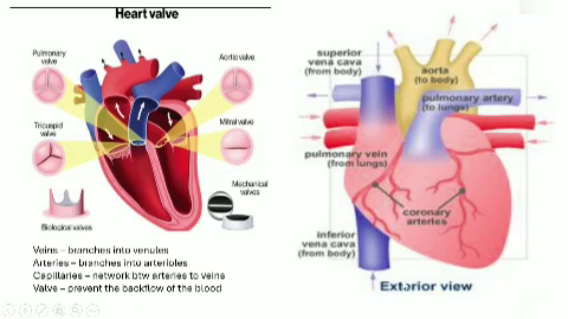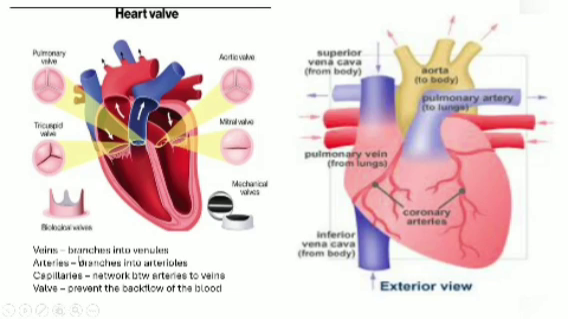Next, see here, the exterior view. This is an exterior view of the heart. Superior vena cava. These are the veins, pulmonary veins. In this bottom portion is called the inferior vena cava. These are the arteries, and this is a pulmonary artery. Aorta is to the body.